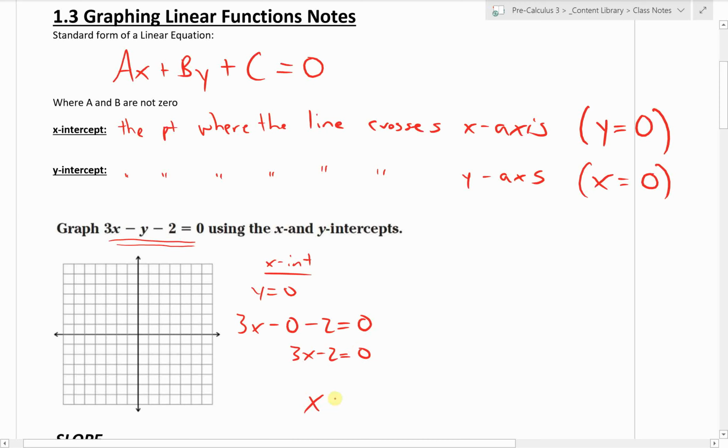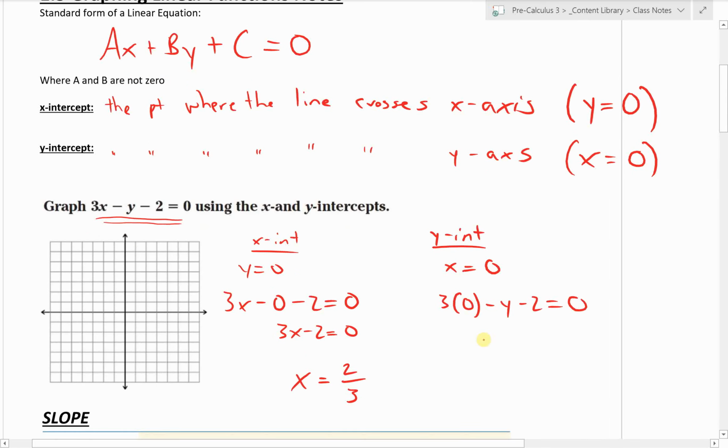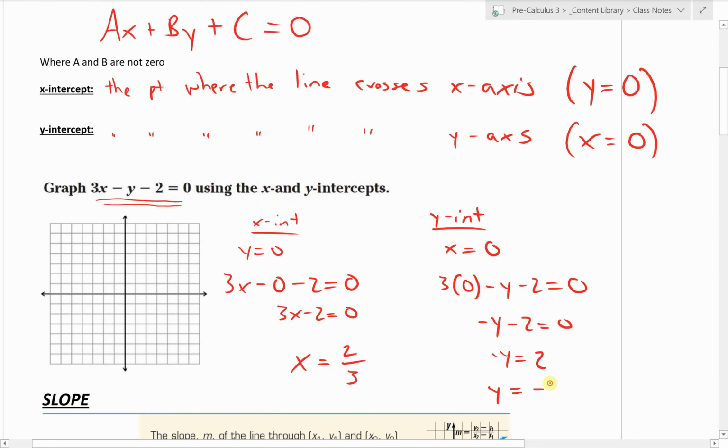And hopefully a little bit of basic arithmetic shows me that x is equal to 2/3. Next I need to find the y-intercept. And I know that the y-intercept occurs when x equals 0. So I would replace x with 0. Minus y minus 2 equals 0. And that gives me negative y minus 2 equals 0. If I add 2 to both sides, negative y equals 2. And that means positive y will equal negative 2.